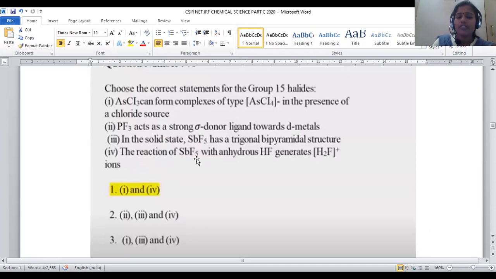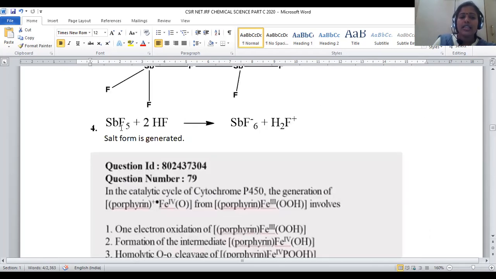And the reaction of strontium pentafluoride with anhydrous HF generates H2F positive ions. We are taking strontium pentafluoride. That strontium pentafluoride, treated with HF, what happens? There is a formation of strontium hexafluoride. This is called a superacid. So fluoroantimonic acid will be generated. Along with fluoroantimonic acid, one more byproduct will be there, that is called H2F positive. Strontium pentafluoride upon treating with 2HF.